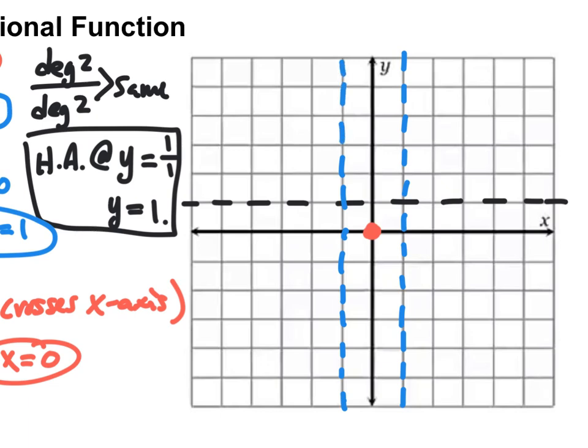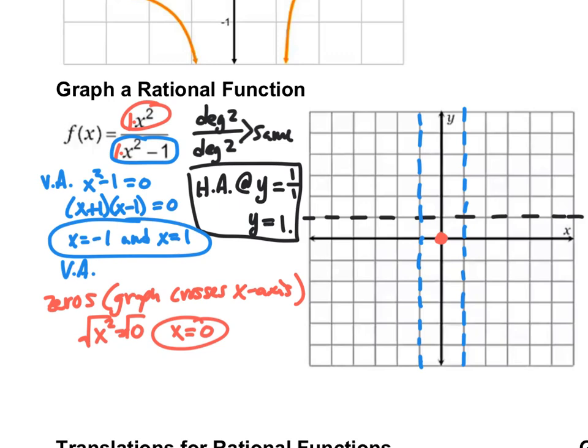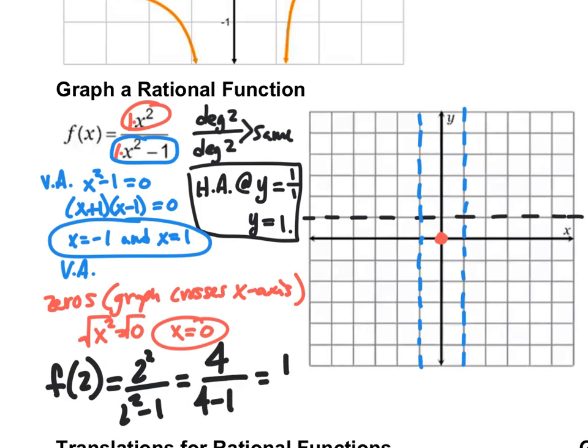Now I want to figure out how this graph is going to go, and what I usually like to do is plug in a few points. Let's find f of, say, 2, and see what happens. If I plug in 2, that gives me 2 squared over 2 squared minus 1, which is 4 over 4 minus 1, which gives me 4/3. So at the point 2, I have a y value of 4/3. It's right about up here.